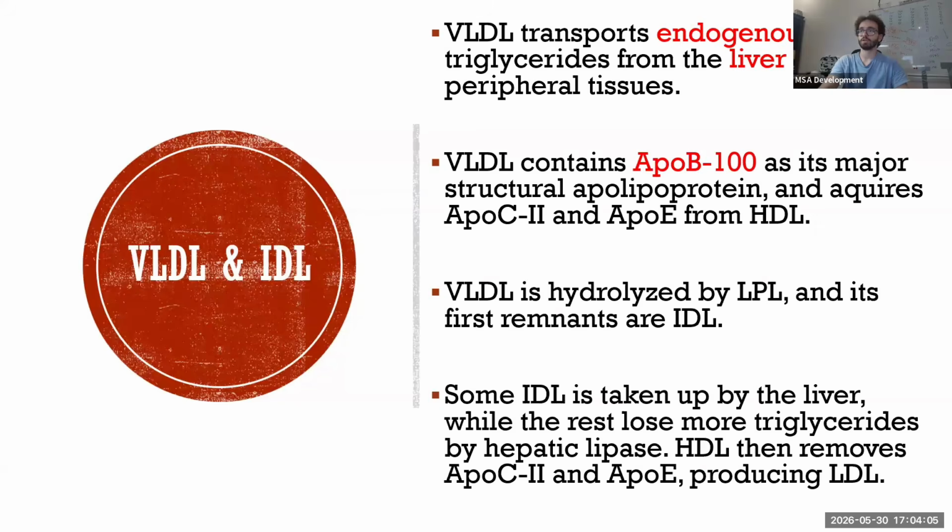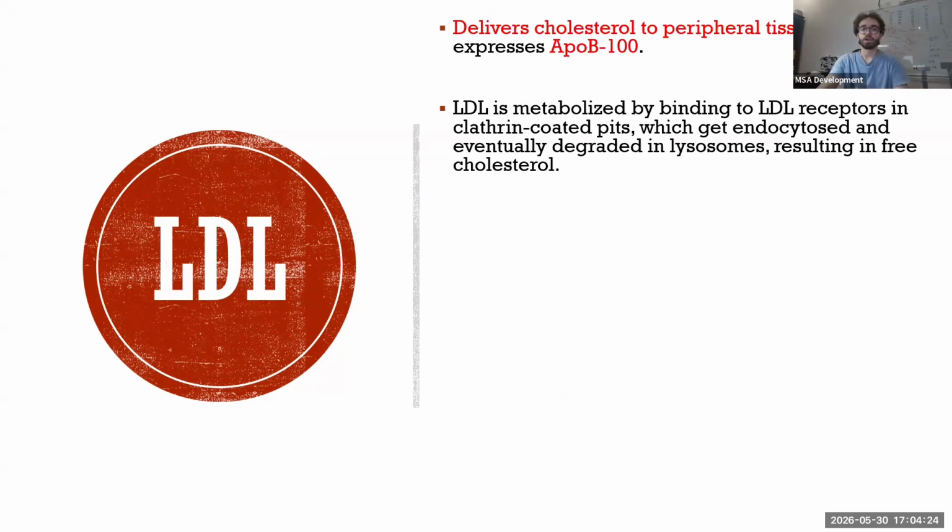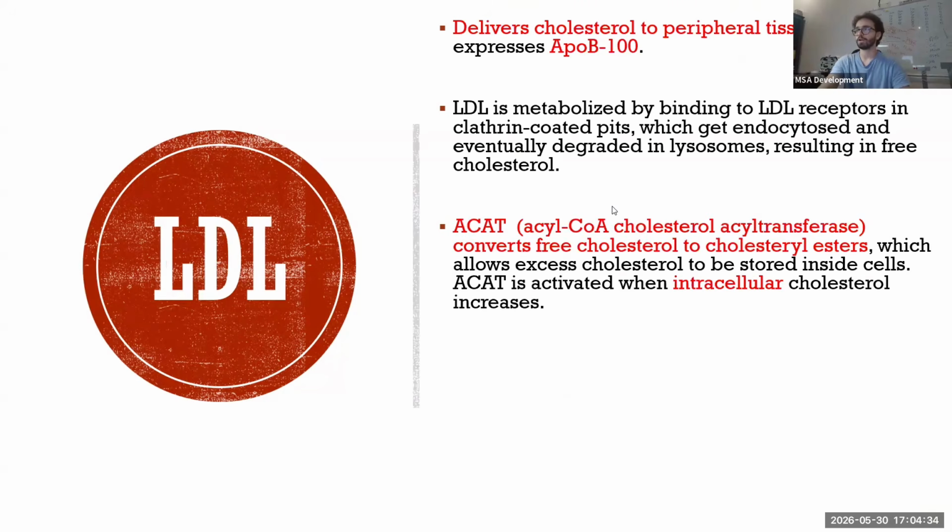Okay, we did this. Now we have LDL. LDL is literally the opposite of HDL. If HDL helps clean up, LDL makes a mess. It delivers cholesterol to peripheral tissues, literally giving the peripheral tissues cholesterol. And it expresses ApoB 100. Now, LDL, how is it metabolized? You don't need to know this, just for completion's sake. It binds to clathrin-coated pits, which will be endocytosed, then broken down in lysosomes.